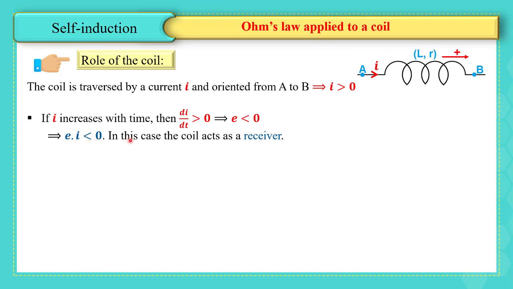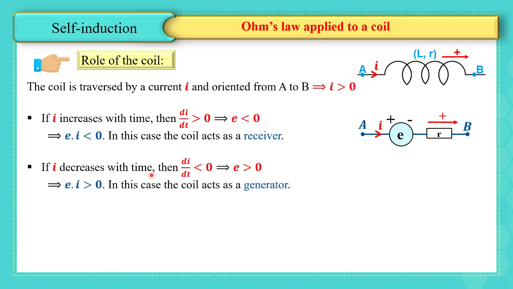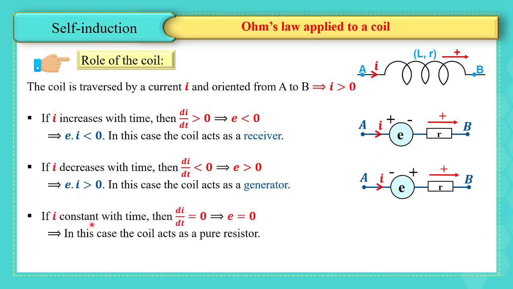In this case, the coil acts as a receiver. If i decreases with time, then di over dt will be negative, and so in this case e will be positive. And e.i in this case will be positive, so the coil acts as a generator. While if i is constant with time, then di over dt equals 0, and so e equals 0. In this case, the coil acts as a pure resistor.